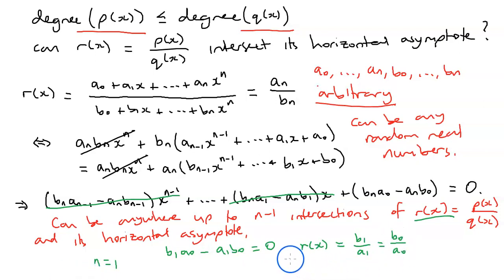And so we found that in general, for the degree of p of x equals 1 and the degree of q of x equals 1, for a simplified rational function, it can't intersect with its horizontal asymptote.